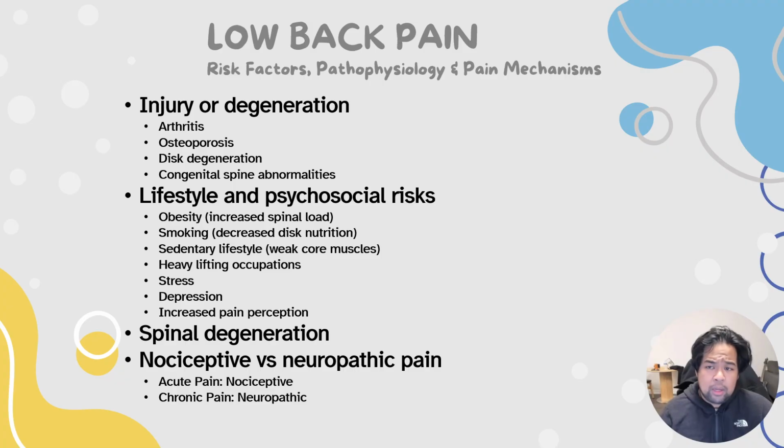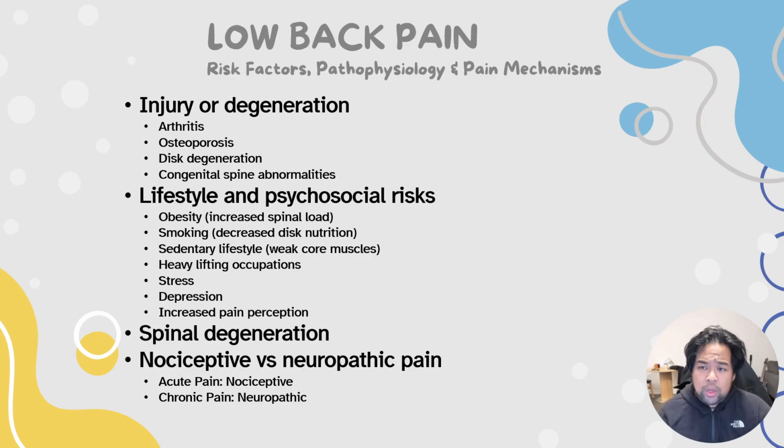Degeneration is one of the main reasons for low back pain. That includes arthritis, osteoporosis, disc degeneration, and congenital spine anomalies. With arthritis, you get inflammation in your lower back. Osteoporosis is a loss in bone density that increases the risk for fractures. Disc degeneration is basically a breakdown of the disc, which normally cushions the vertebrae, and if you have a breakdown, that can cause low back pain.